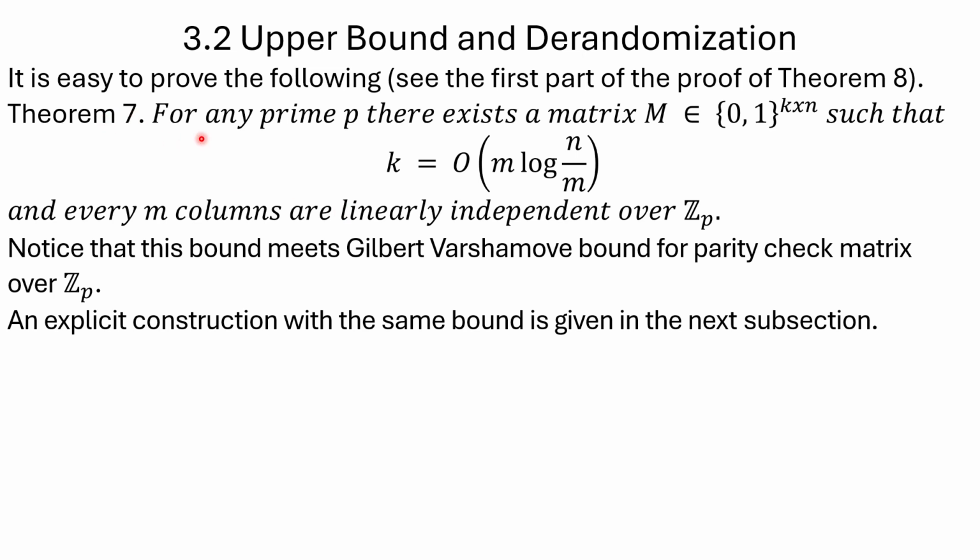Theorem 7. For any prime P, there exists a matrix M such that K equals O(M log n divided by M), and every M columns are linearly independent over Z_P. Notice that this bound meets the GV bound, exactly what we showed in the previous slide. An explicit construction with the same bound is given in the next subsection.